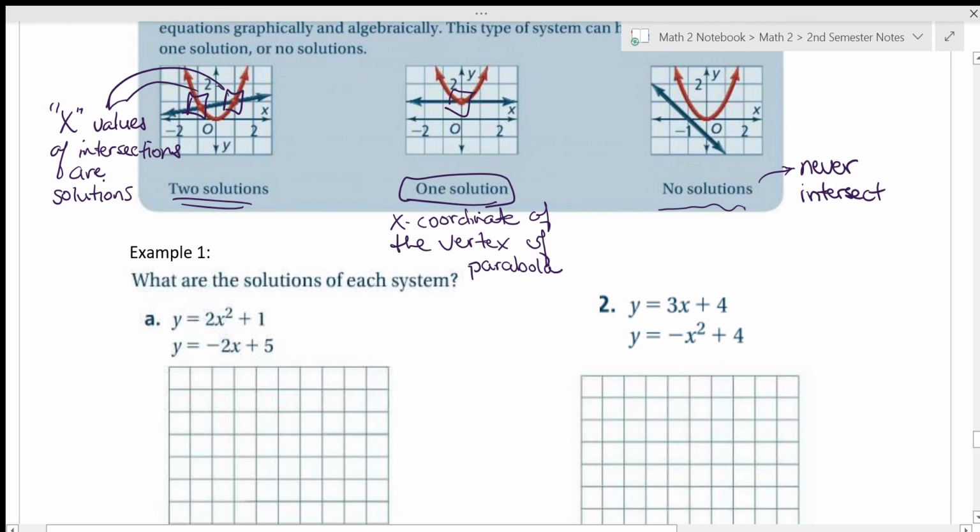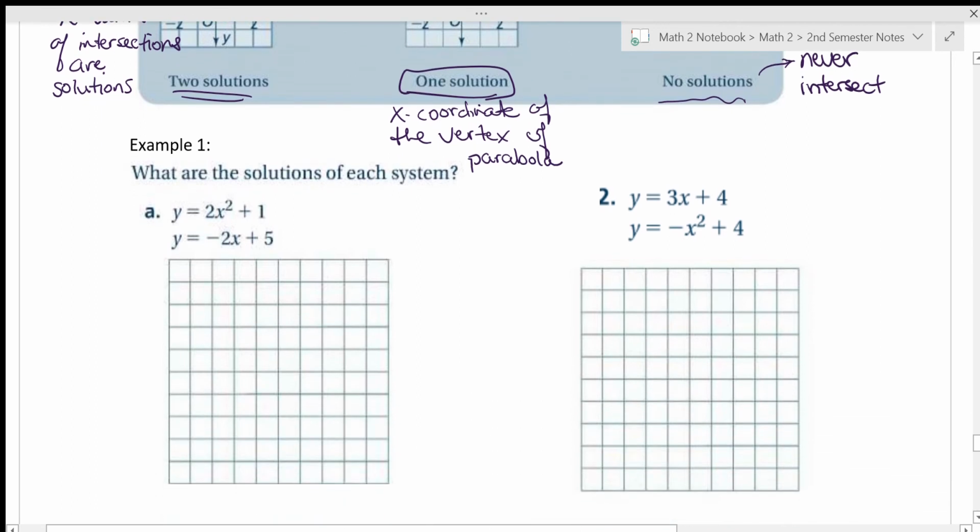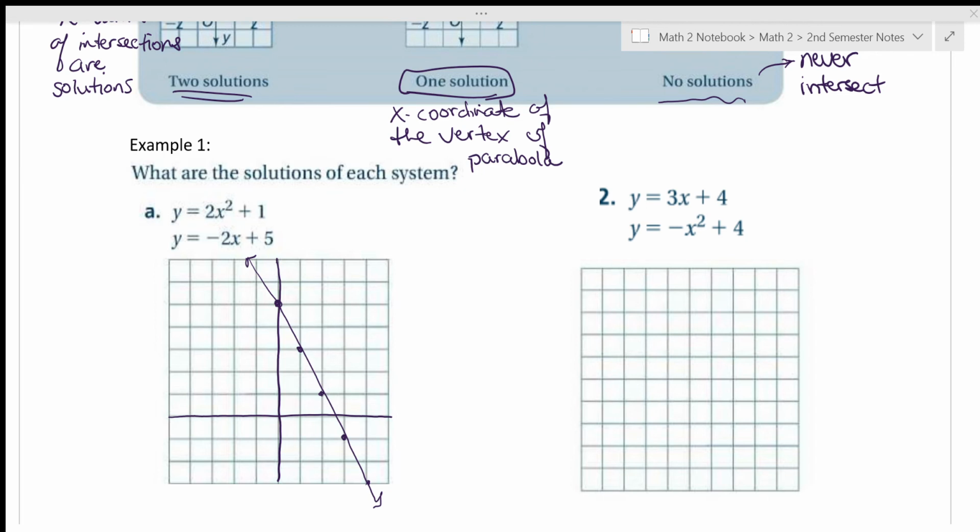Okay, so we're going to solve these systems by graphing. Okay, so we're going to graph here. I'm going to graph our parabola and then graph our line, or vice versa. I'm going to go ahead and actually graph my line first. So my line starts at 1, 2, 3, 4, 5, and then goes down to over 1 each time. It's my slope, right? Okay, so there's my line. That's my negative 2x plus 5 graph.